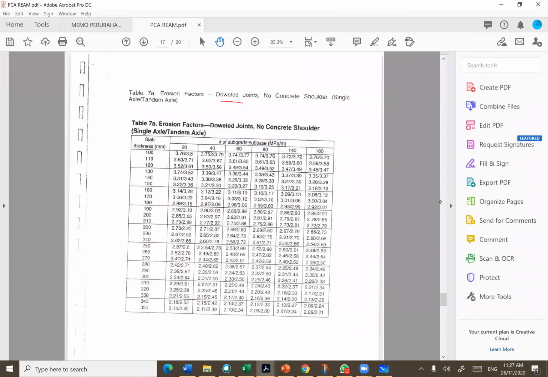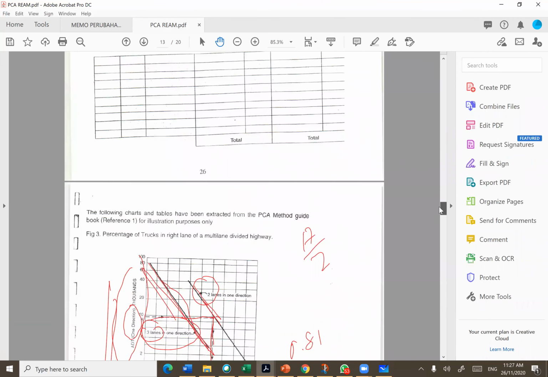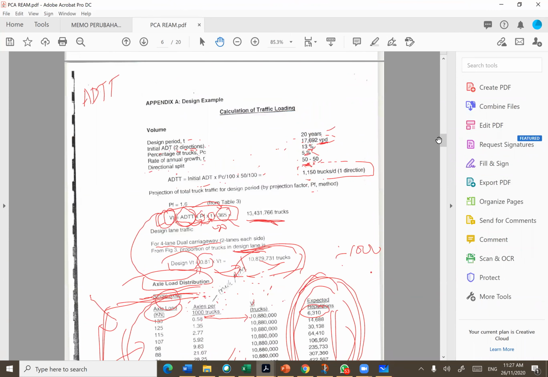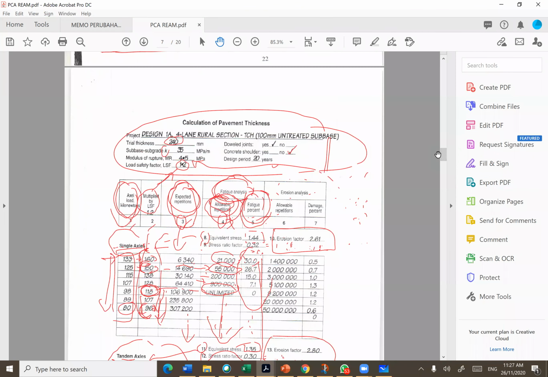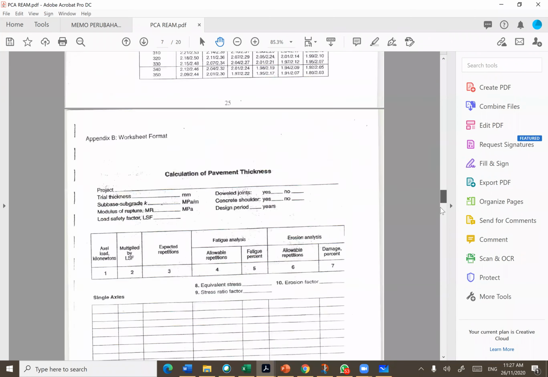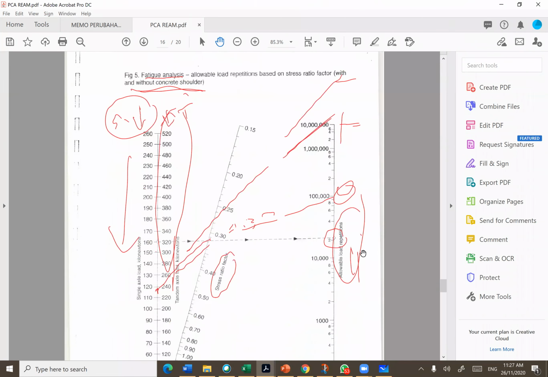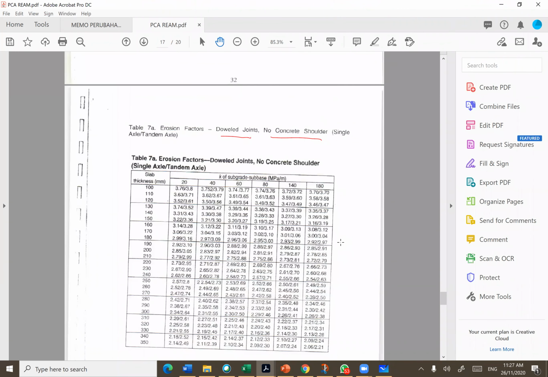Erosion factor, dowel joints, no concrete shoulder. That sounds like us, we do have dowel joints, right? Yes, it says here dowel joints. So that is the table that we need to refer to. Erosion factor, dowel joints, no concrete shoulder.